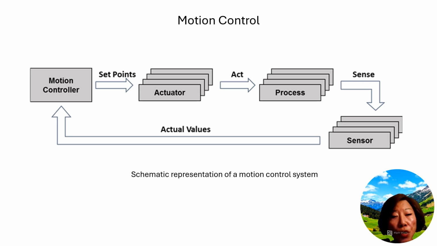The motion controller updates the set points for all actuators, and the sensors transmit the actual values back to the controller within each application cycle. Modern motion control systems predominantly utilize industrial Ethernet technologies to facilitate these operations.